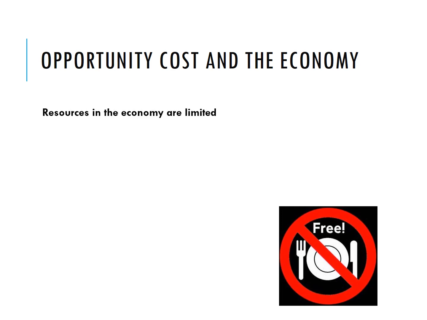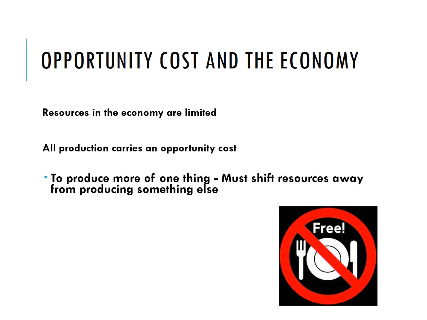Now, how does this relate to the economy? Well, in the economy, resources are often limited. And so therefore, if resources are limited, we're making choices about what to use those resources for. All production carries an opportunity cost. To produce more of one particular thing, to produce more cars, we must shift resources away from something else. We must produce fewer boats, for example.